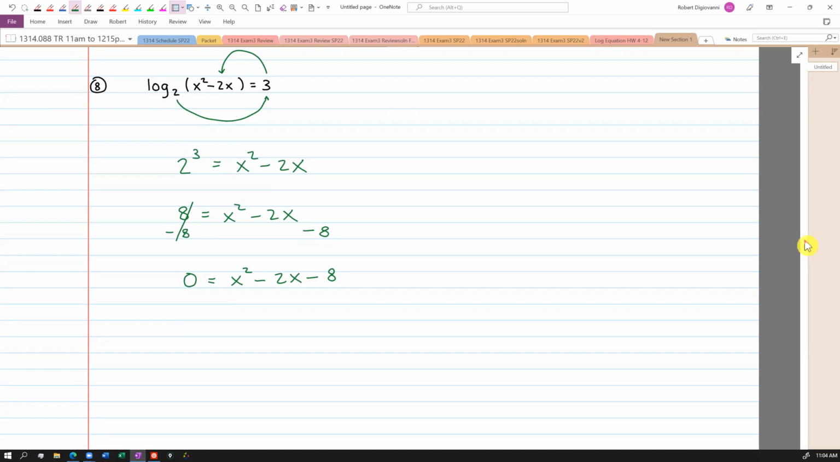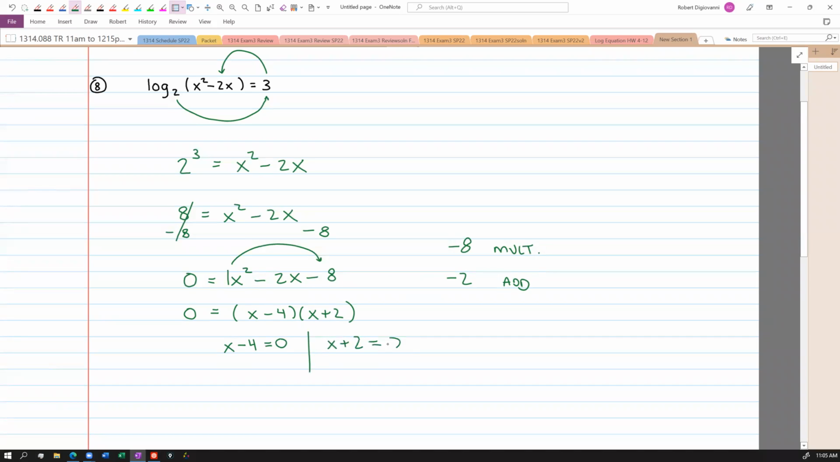Is that okay if I factor? So that would be where you take the number in front, multiply by the back, -8. You're trying to find 2 numbers that multiply to be this, but add up to be the number in the middle. So those 2 numbers are -4 and +2. So you'll put x minus 4, x plus 2. And now you set each of those factors equal to 0. So x minus 4 equals 0, and x plus 2 equals 0. And you get 2 solutions, 4 and -2.